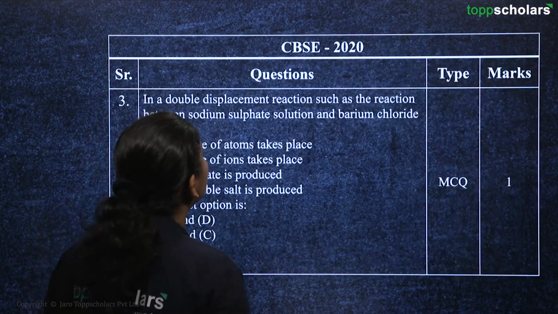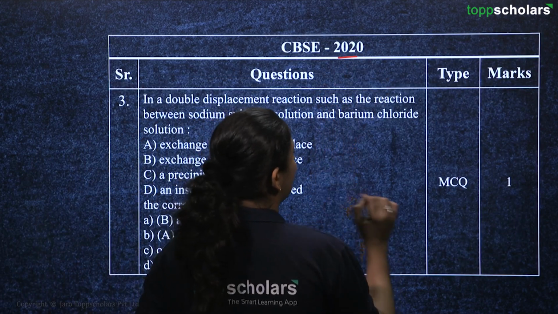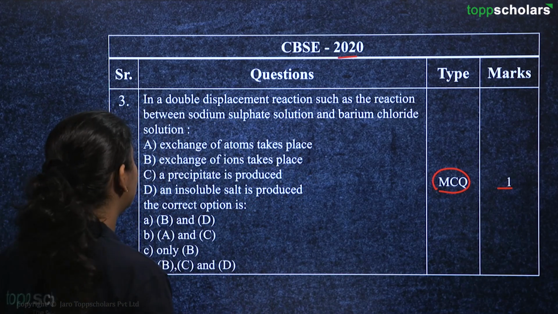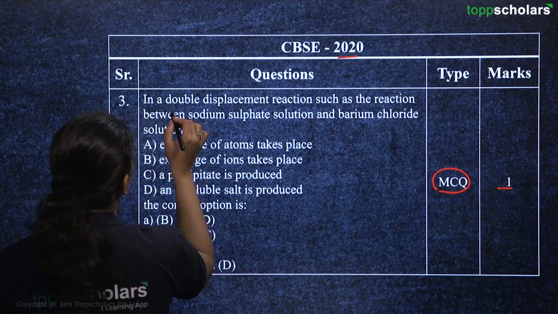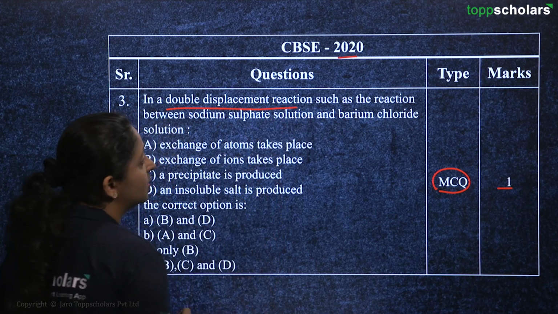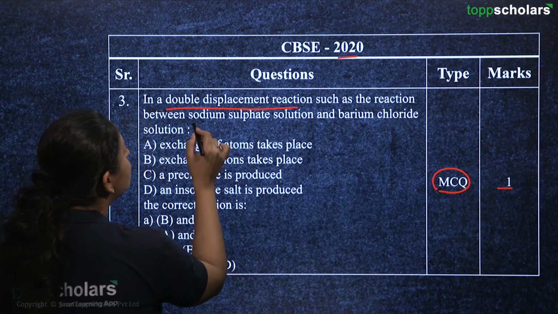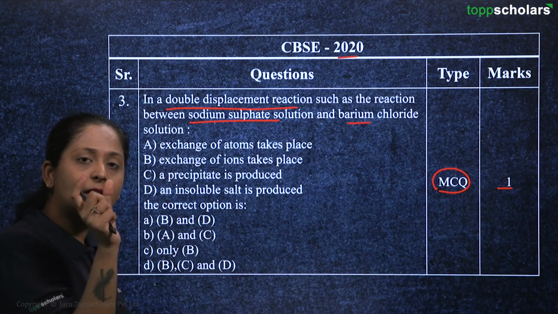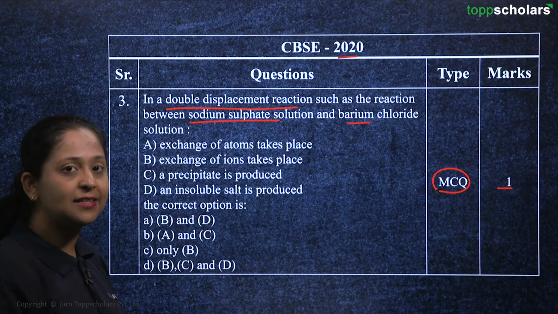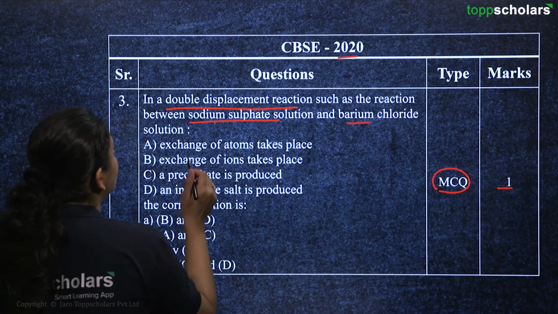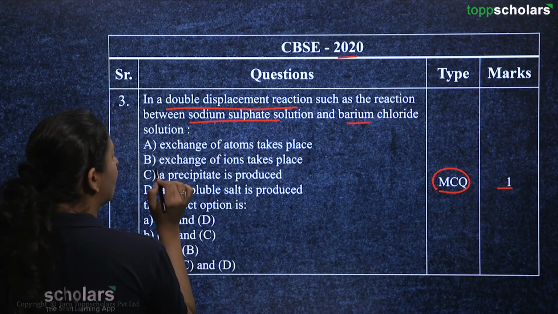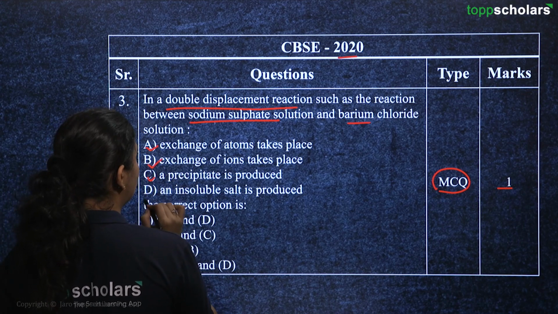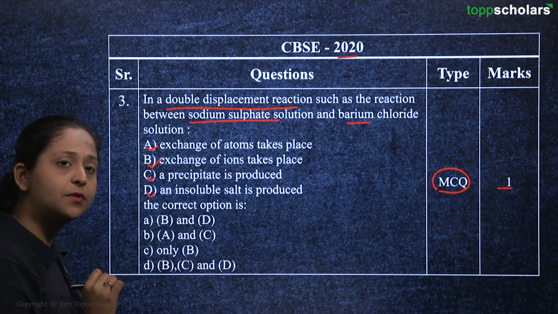Okay. Next is again for the year 2020, again a multiple choice question giving 1 mark. There were many multiple choice questions, I say. So, in a double displacement reaction, such as the reaction between sodium sulfate solution and barium chloride, you are doing double displacement. That means two elements are getting displaced in this reaction, correct? So, you have to state what is happening. Exchange of atoms, exchange of ions, a precipitate, an insoluble salt is produced.